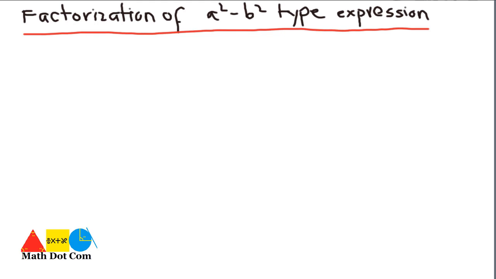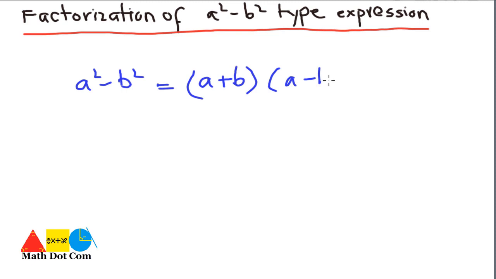Hello everyone. As we have already seen in our previous lecture, how you can solve algebraic expressions by means of algebraic identities. One of the algebraic identities we will use today, and through examples we will see how we can factorize a given algebraic expression. That algebraic identity is a square minus b square equals a plus b into a minus b.